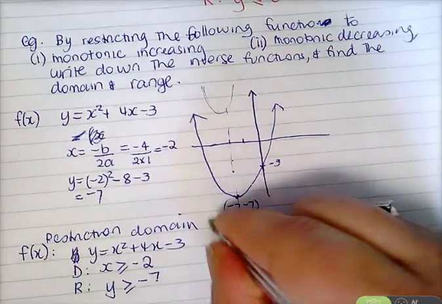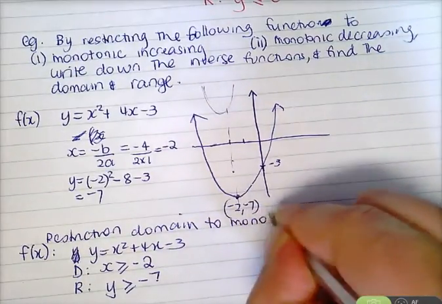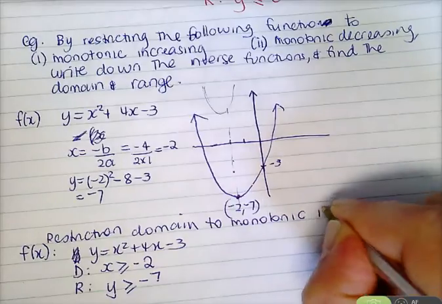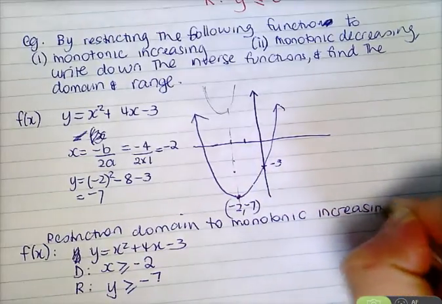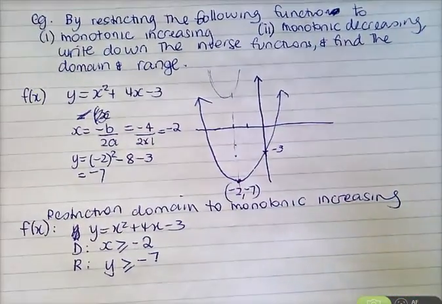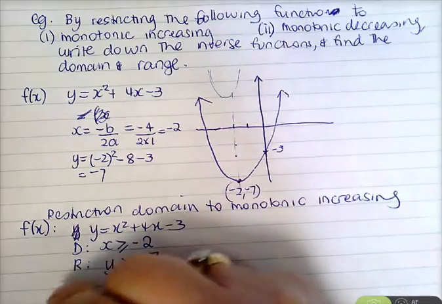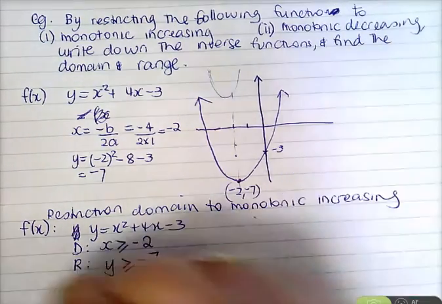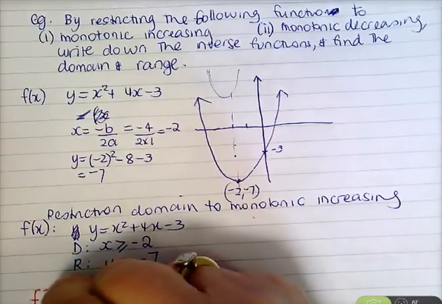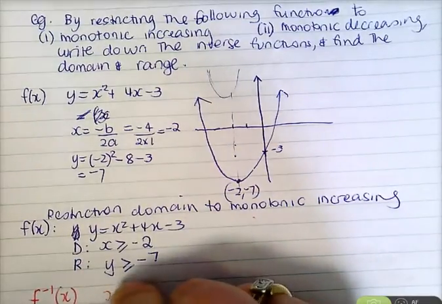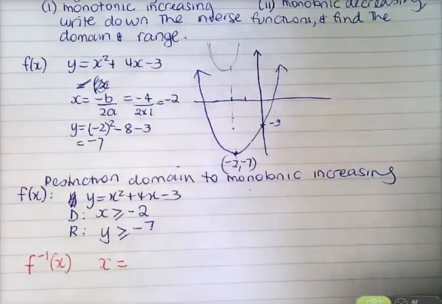So restricting the domain to monotonic increasing will give us the domain is x is greater than or equal to -2. The range is y is greater than or equal to -7. So therefore the inverse function, which we need to work out what it is, so I'll just do that down here. So for the inverse function, remember we're swapping the x and y values.